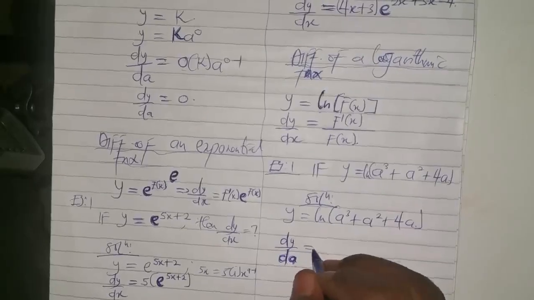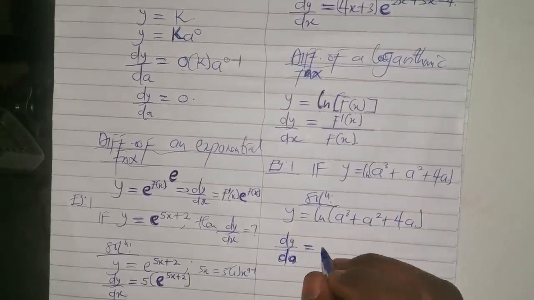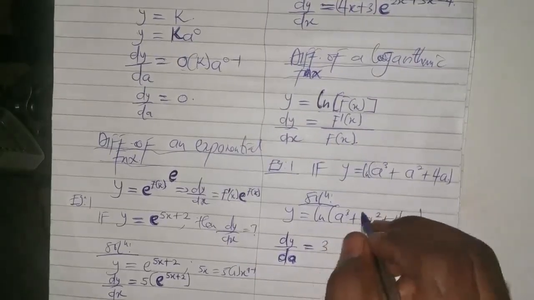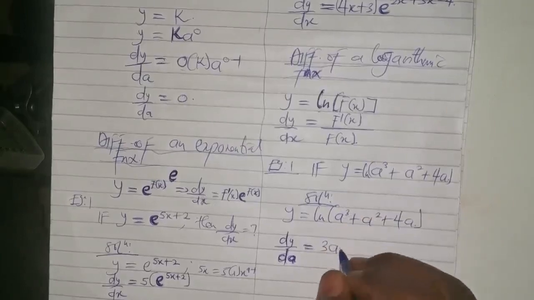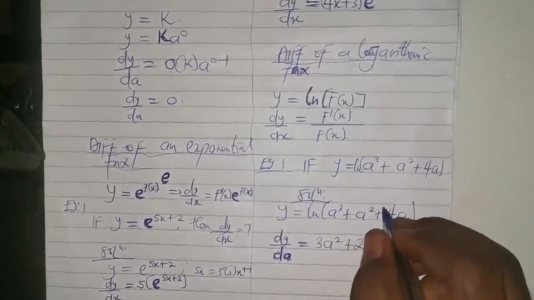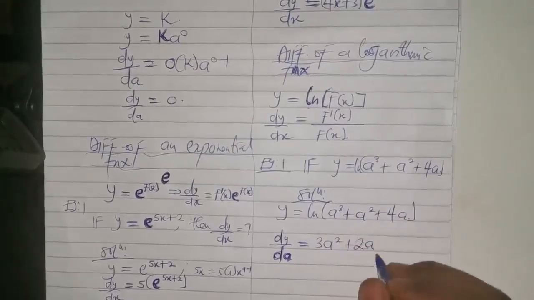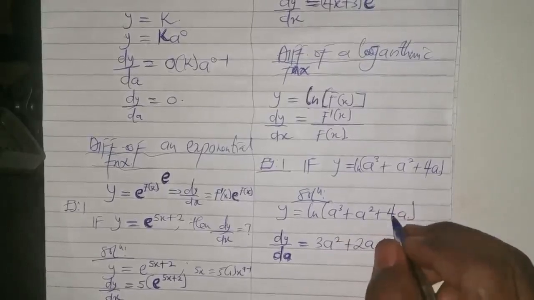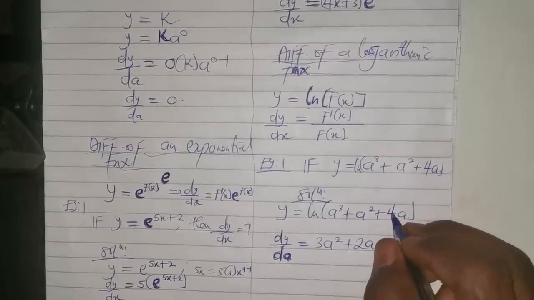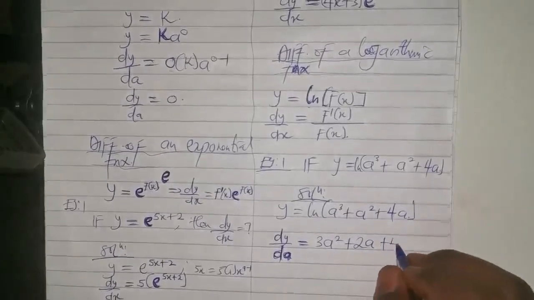So here the ln becomes, if I want to differentiate a cube, the 3 multiplies the coefficient of a, which is 1. So it becomes 3, and subtract 1 from the 3, so it becomes 3a squared. Then the same here, a squared becomes what, 2a. I multiply the 2 by the coefficient of a, which is 1, and I subtract 1 from it, so it becomes 2a. Then differentiate 4a, the exponent of a is 1, so I multiply by the 4, then I get 4, then I subtract 1 from the exponent of a, then I get 0, so it becomes 4.